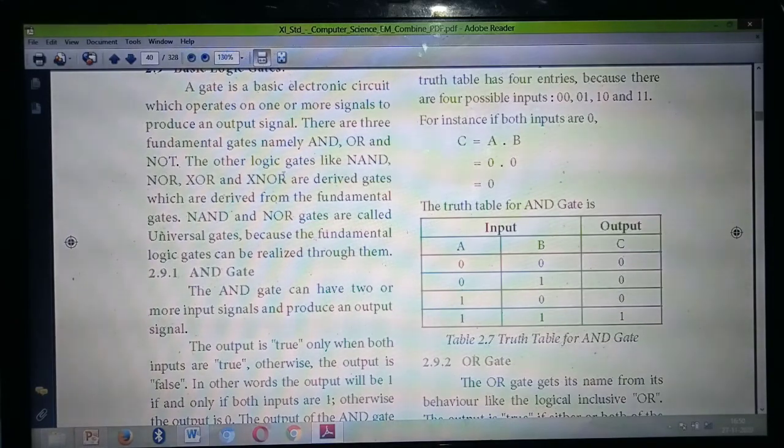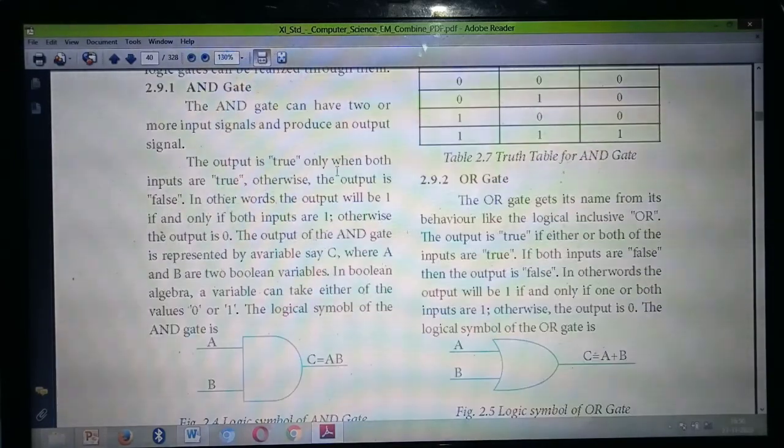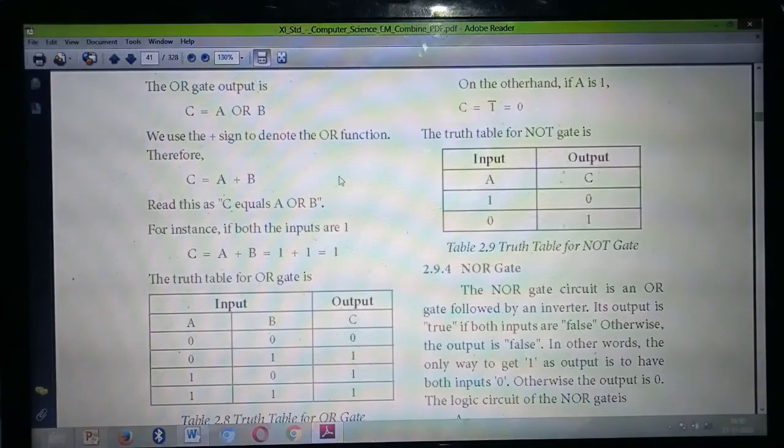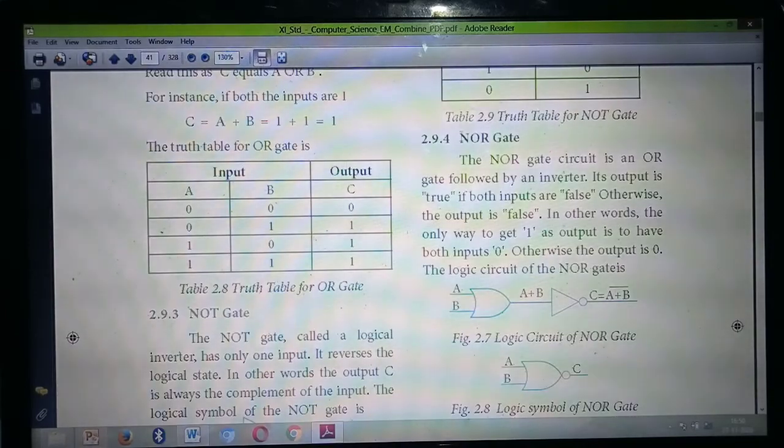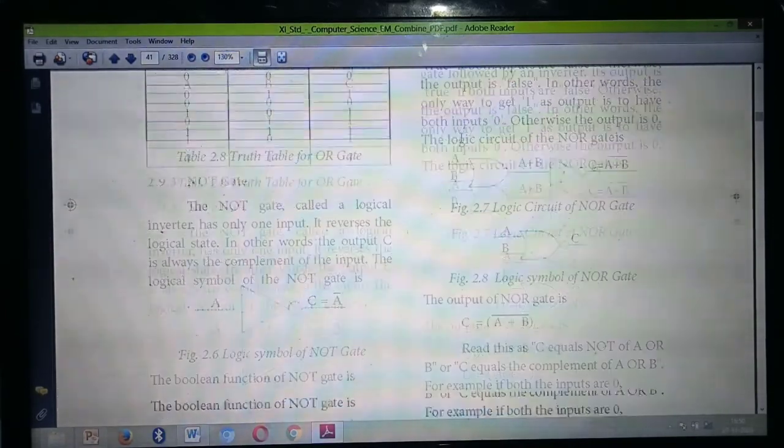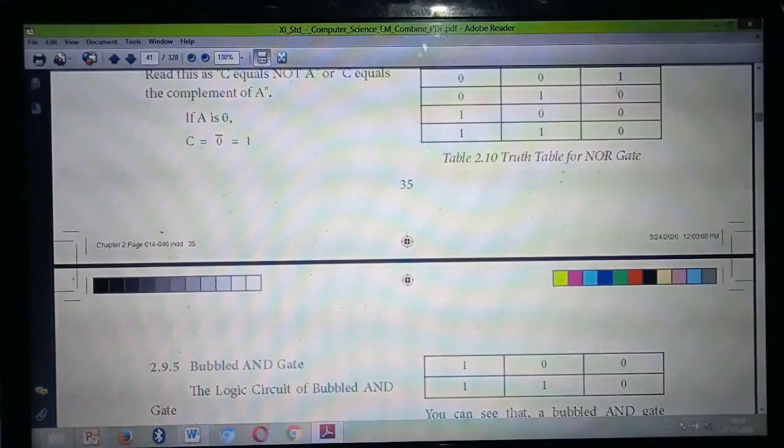First one is the NOR gate. NOR gate is on page number 35, from here to till this truth table. This is the second 2 mark question.